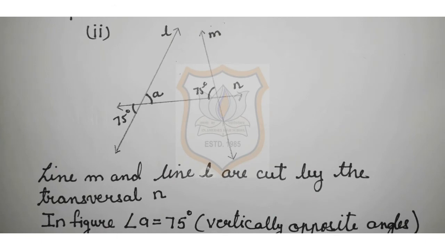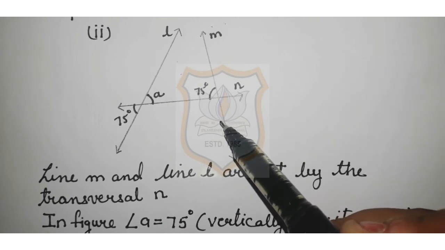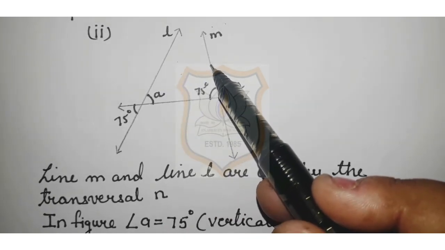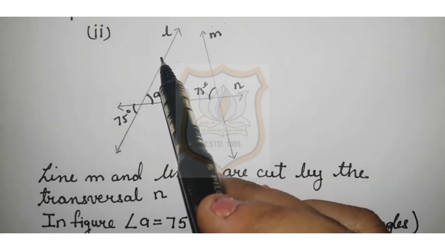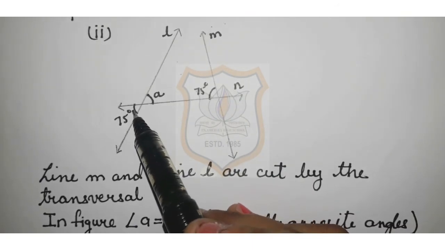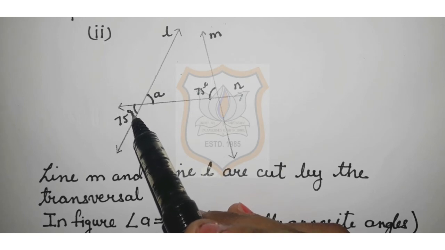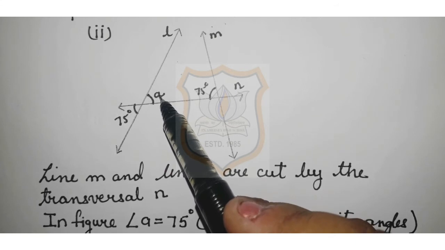Now students, let's solve the second part of question number 6. Look at this figure very carefully. In this figure, you have to tell whether line L is parallel to line M or not, and this line N is a transversal of line L and line M. And this angle of 75 degrees is given in the question only. To solve this question, I have named this angle as A.